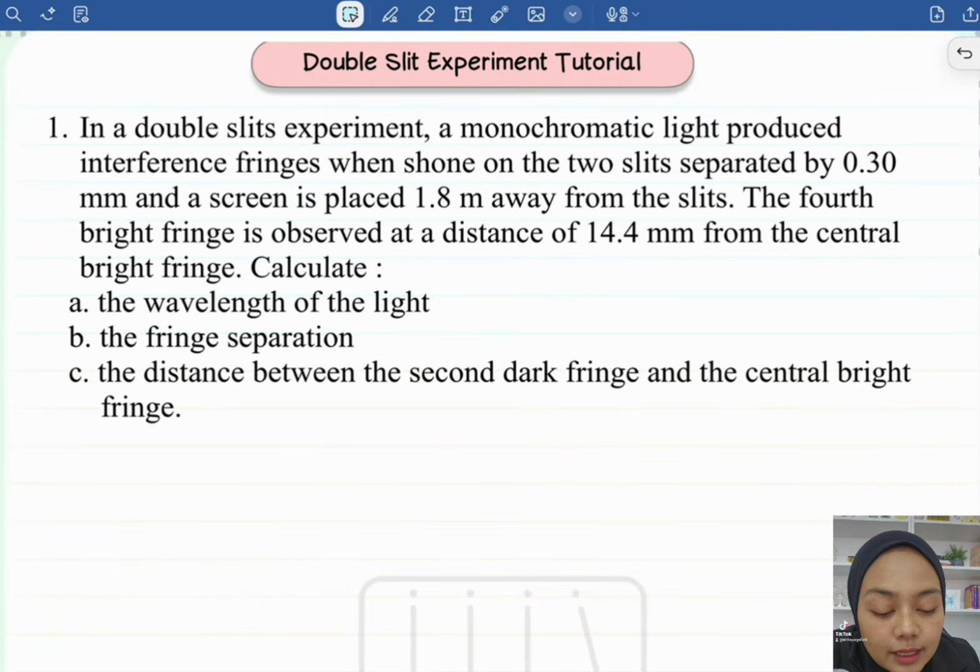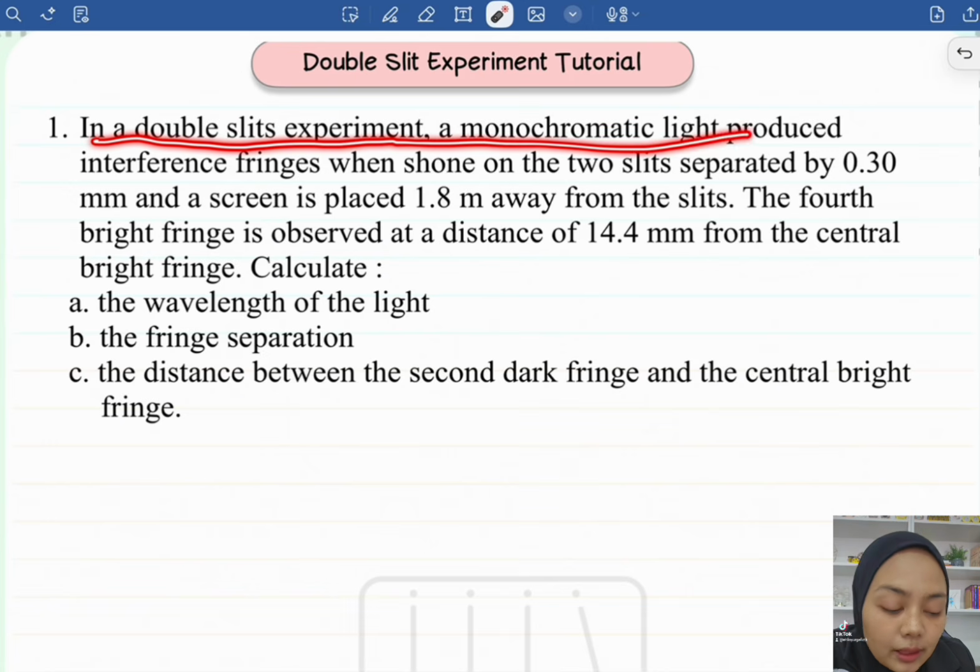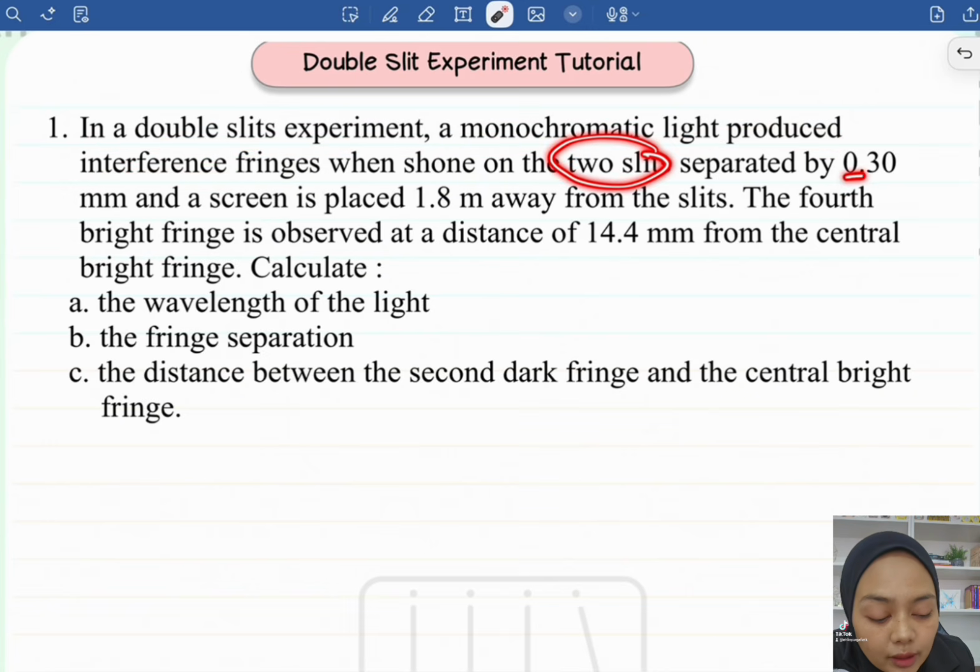In this video, we're going to discuss questions regarding double slit experiment tutorial. Let's go. In double slit experiment, a monochromatic light produces interference fringes on a screen. The two slits are separated by 0.3 millimeters, so this is small d. The screen is placed 1.8 meters away, so this is capital D.